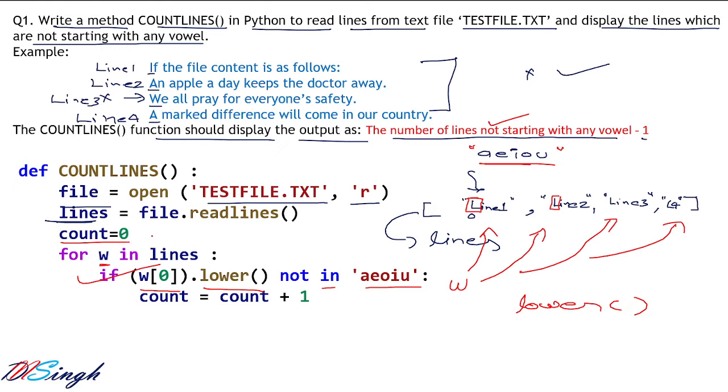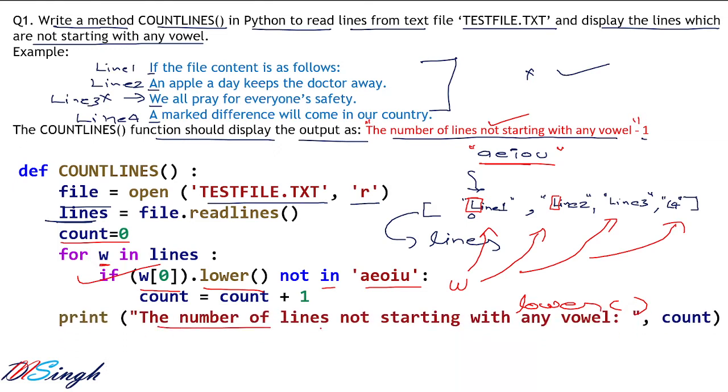Now your job is to display this count variable with a formatted string in the output. So let us have "the number of lines not starting with vowel", and then we display this variable called count.